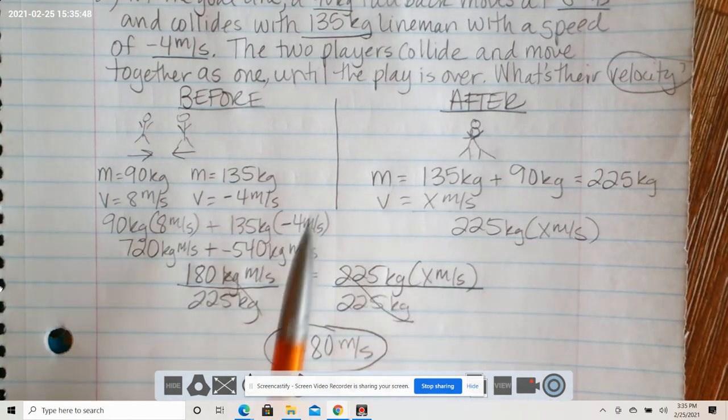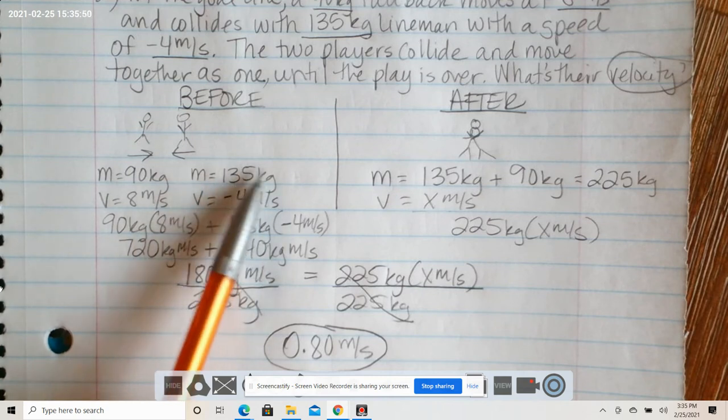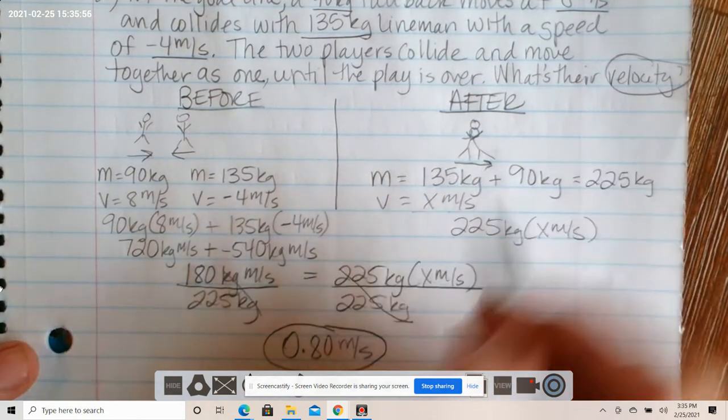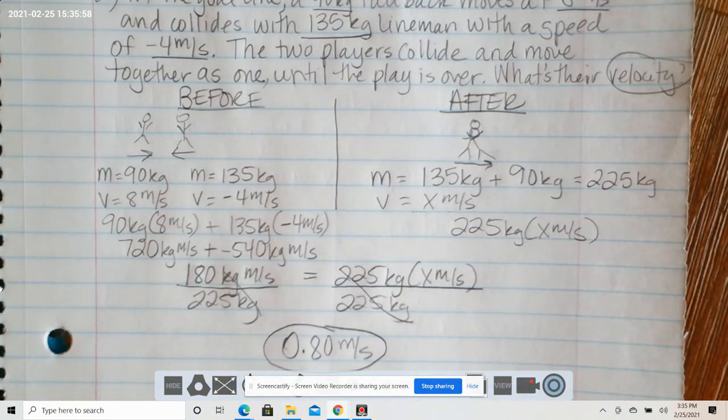We actually have this 135 kilogram lineman moving this way. So they're going positive after, right? So they're moving this way. So my drawing's kind of bad. I should have had my other guy lower. But anyways, you get the point. Because it's positive, they're moving to the right after.